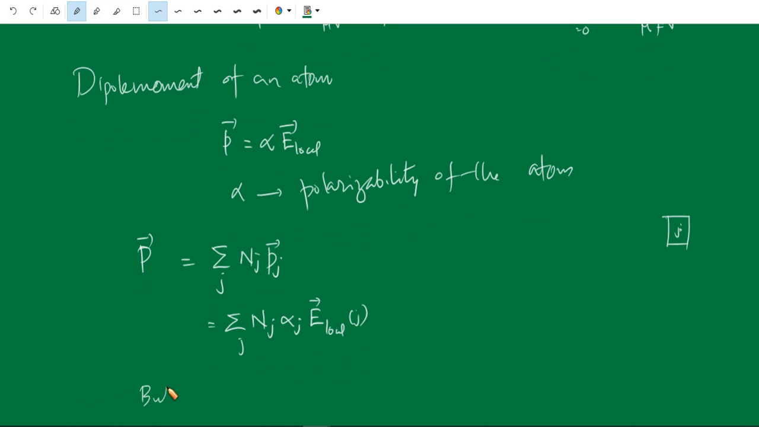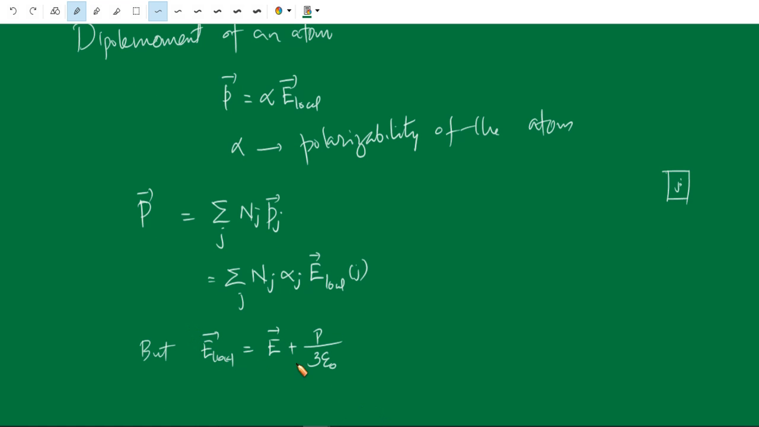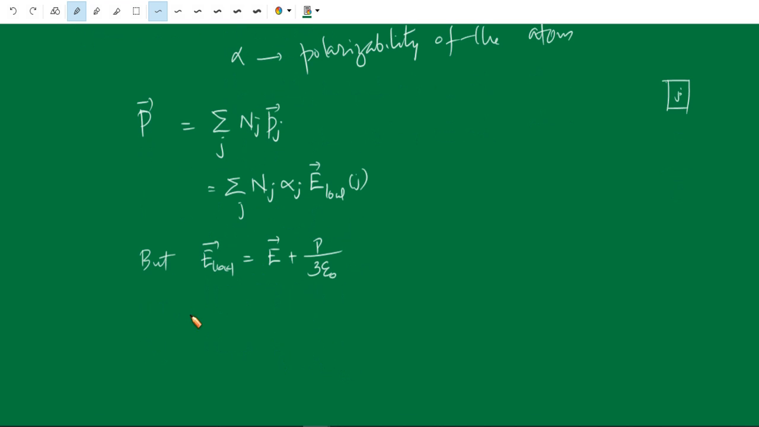But we know that the local electric field is given by this expression: the macroscopic field E plus P by 3 epsilon 0. This is the expression of the local electric field at an atomic site. Therefore the equation for the polarization vector P becomes the summation of Nj alpha j into E plus P by 3 epsilon 0, for all j.